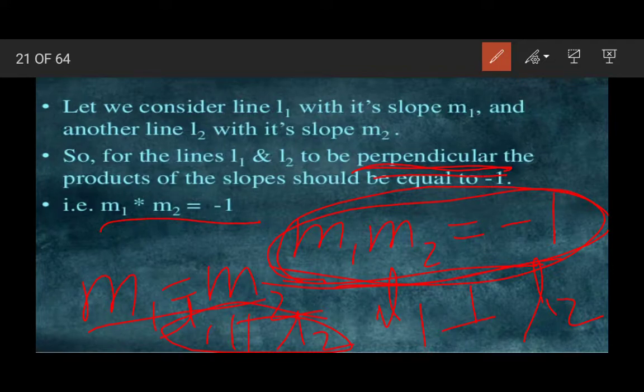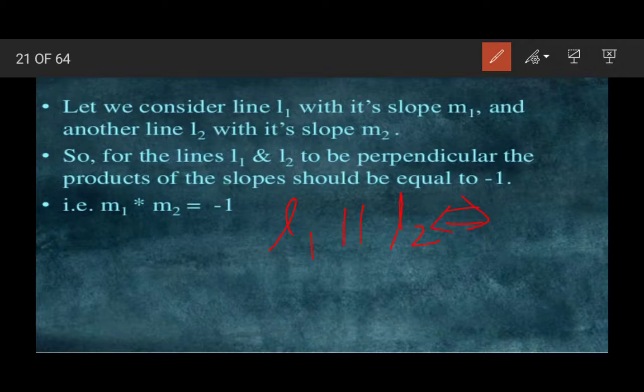So once again, L1 is parallel to L2 means m1 is equal to m2, and if L1 is perpendicular to L2, that means m1 into m2 is equal to minus 1.